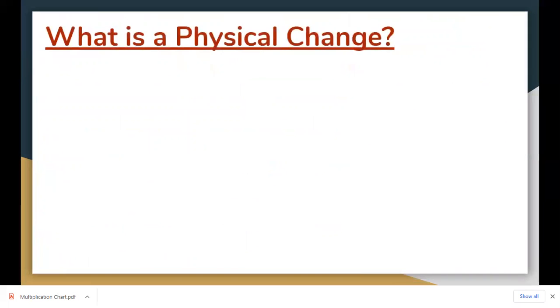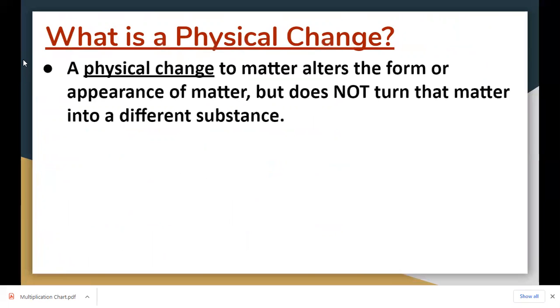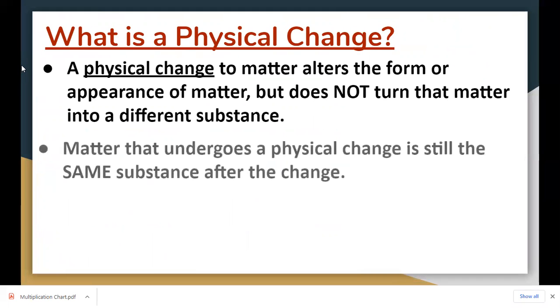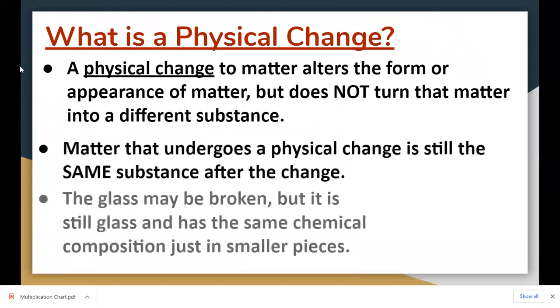What is a physical change? We'll start with that. So a physical change to matter alters the form or appearance of the matter, but it does not turn that matter into a different substance. It does not deal with the molecular level of a substance. It only deals with the outward appearance. So matter that undergoes a physical change is still the same substance after the change. That's important. It's still the same substance.